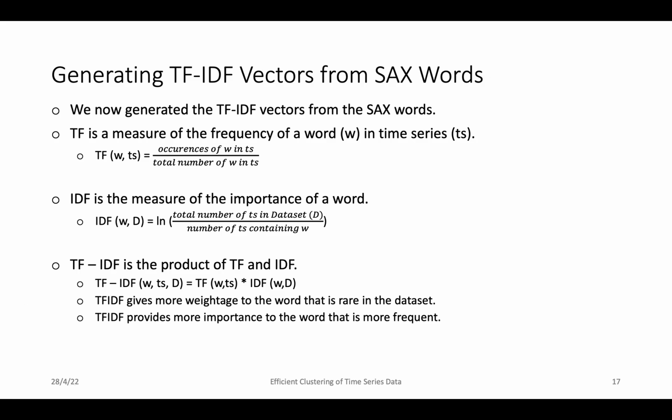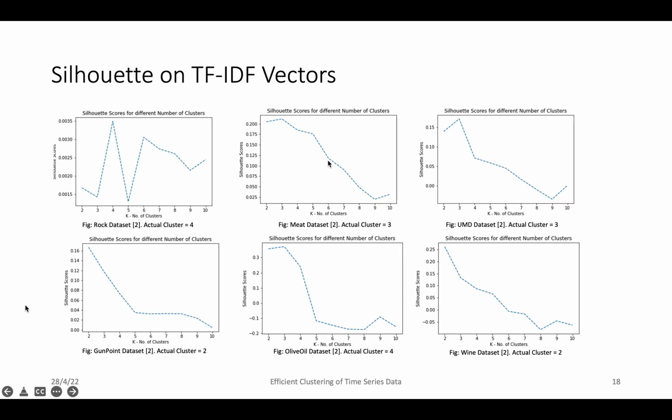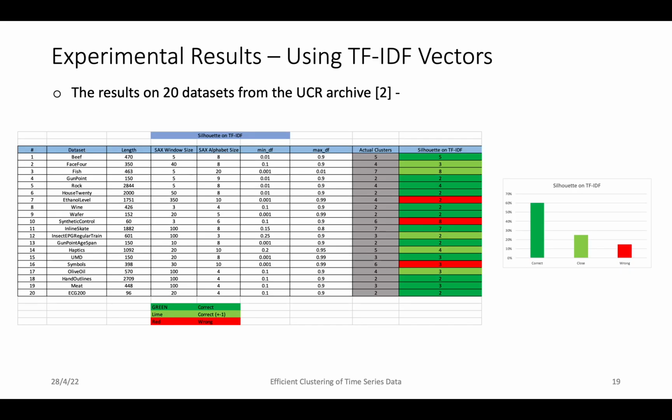Now that we have these vectors, when we use the Shewhart coefficient on these TF-IDF vectors, we get results like this. Also, these results are pretty good. Here it peaks at 4 for 4 time series. Here it peaks at 3 for actual number of clusters equal to 3. Now for all the datasets, as you can see here, the TF-IDF vectors give us the correct results 60% of the time.